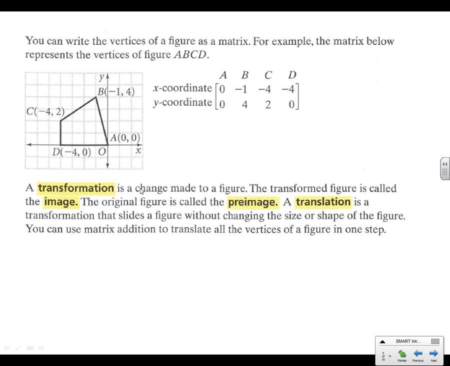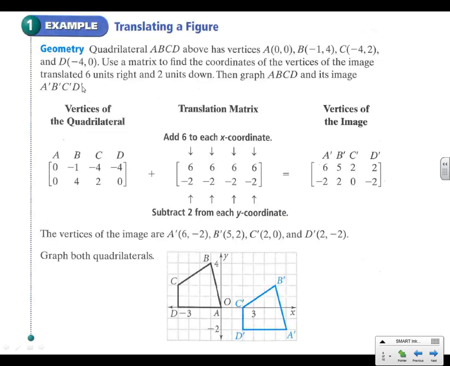A transformation is a change we make to the figure, keeping it the same size. So just moving it sideways, just moving it up and down. Any image, any shape we're going to call an image. The before is the pre-image, okay, and then the translation is what takes us to the new image. So let's look at an example.